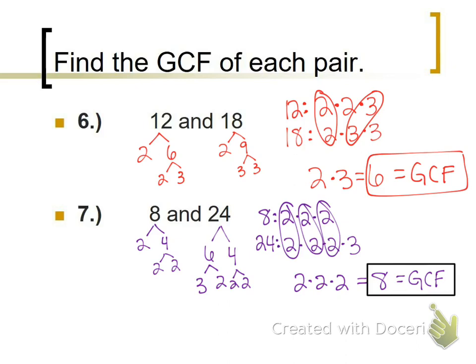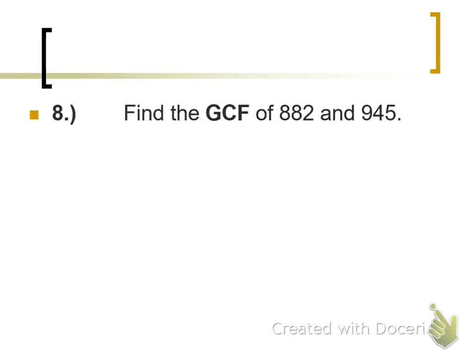Questions, concerns about calculating a GCF? Okay, let's do it for a pair of bigger numbers then. Let's find the GCF of 882 and 945. That means we need to break them down into their prime factorization. So if I take 882, I need a factor pair for it.